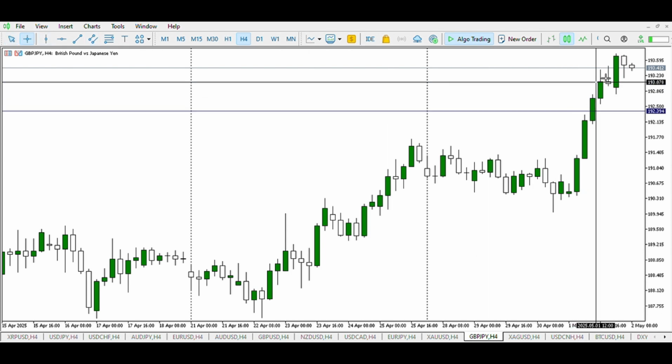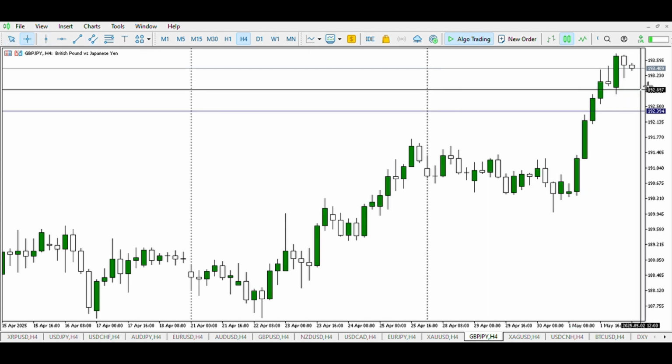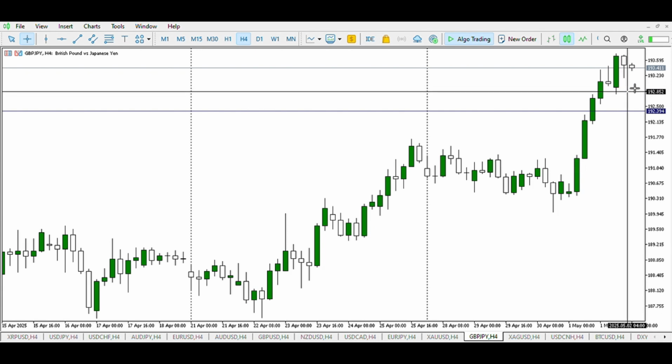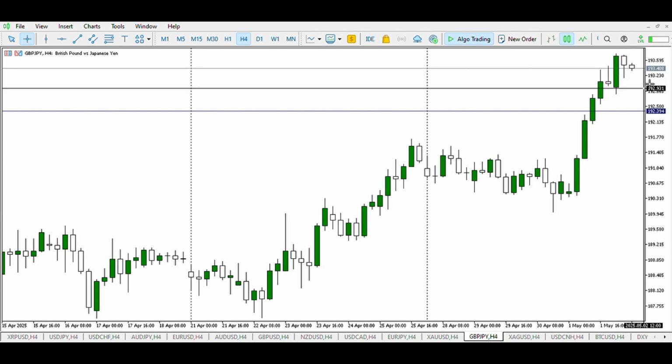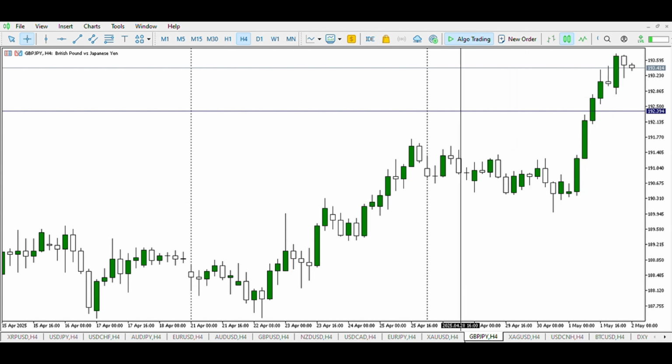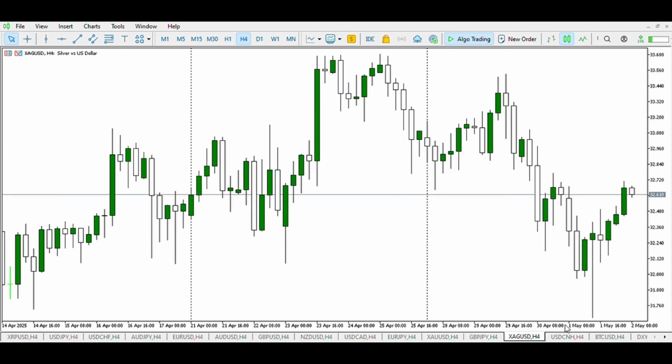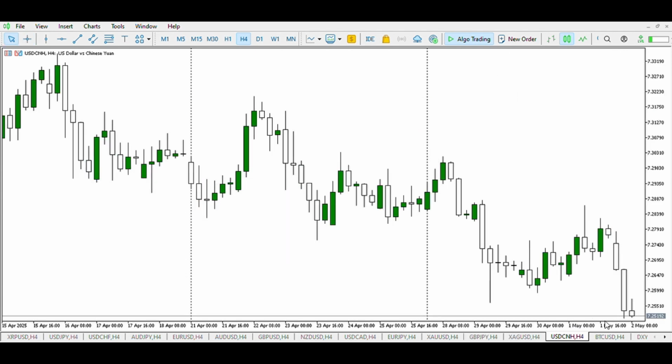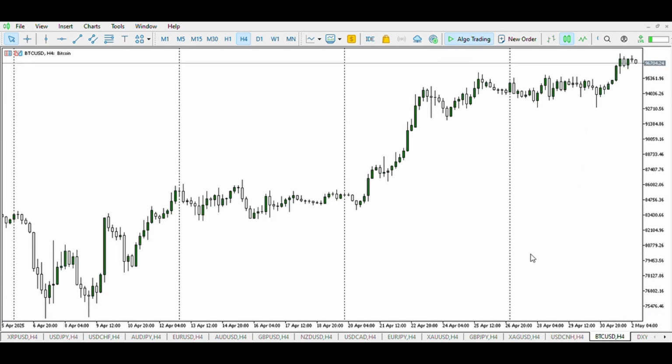On GJ, we expect this support to be broken, as this is not a strong support, so we expect this support to be broken. On silver, do this analysis on your own. Plan your trade, trade your plan, and most importantly, manage your risk and emotions.